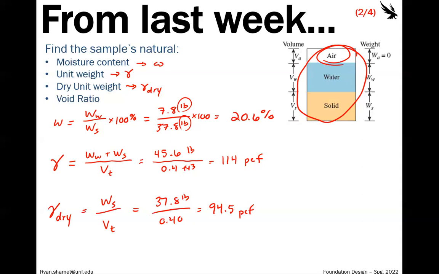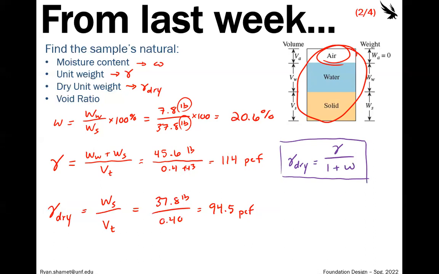If you remember, we also showed some shortcut equations last class, where all these volumetric values are related in one way or another. Another thing that would be helpful to memorize, again for the PE or for the FE, is this relationship here. The dry unit weight is equal to the natural unit weight, or the moist unit weight, divided by 1 plus the moisture content.